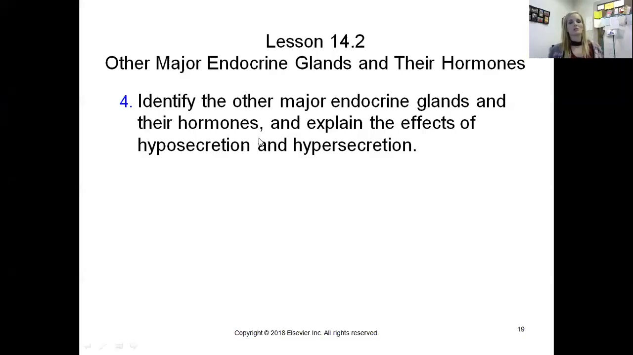Okay, so in section 2, we're going to take a look at the rest of our endocrine glands as well as their hormones and then what they do to the body. And then in a couple of them, we take a look at hyposecretion and hypersecretion. Hypo, if you remember from medical terminology, means too little and hyper means too much. So we're going to talk about what happens, again, if we're thrown off kilter, how that can typically result in disease or disorder.